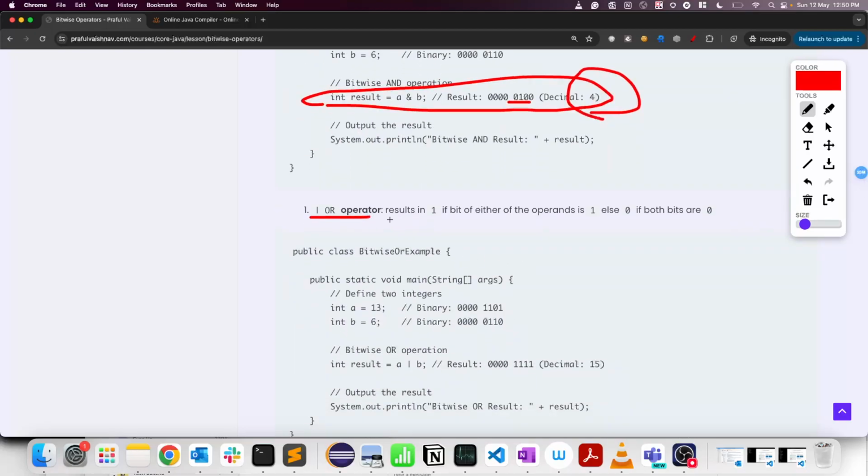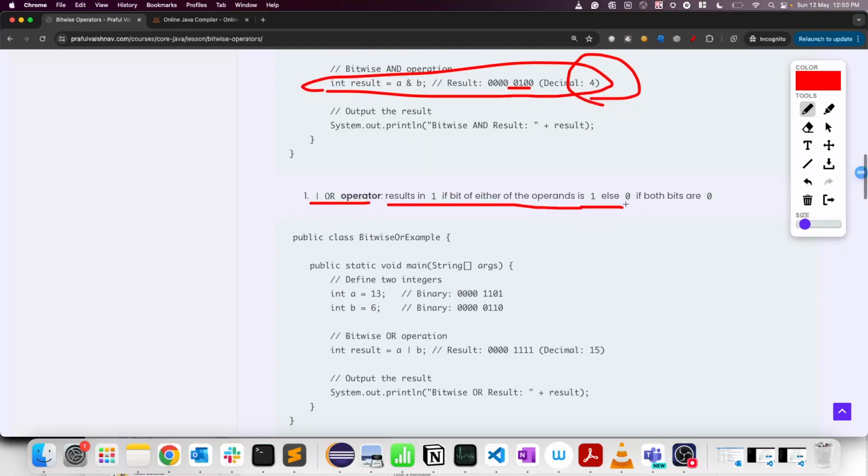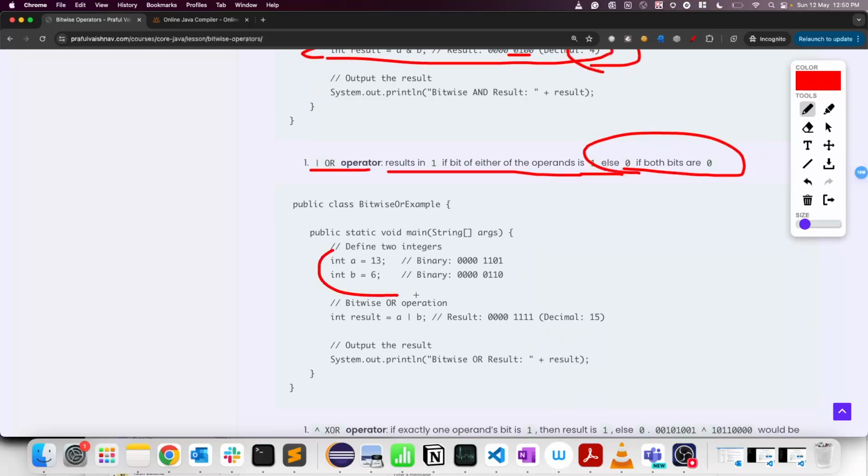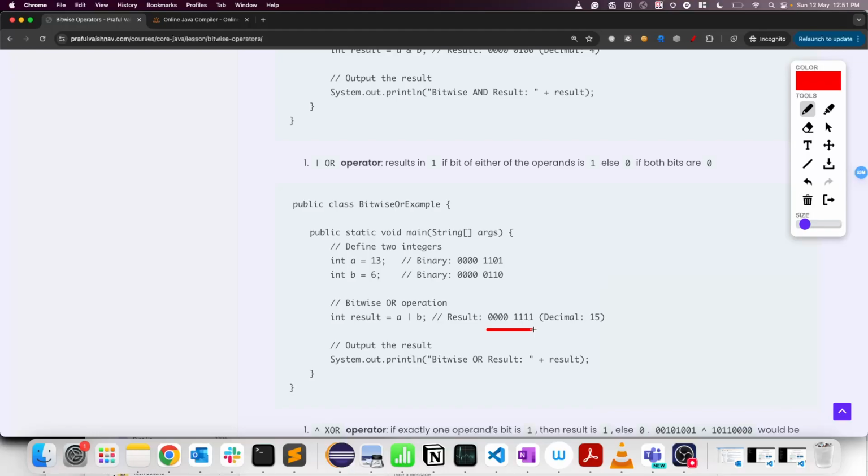OR operator, it results in 1 if either of the operands is 1, else 0. It is 0 only if both the bits are 0. If any one of the operand bits is 1, it will result in 1. If we take the same example, what will 1 and 0 give? 1. 0 and 1? 1. 1 and 1? 1. Here also 1 and 0, 1. Since both the operands are 0 here, the result is 0. So the decimal representation of this result would be 15.